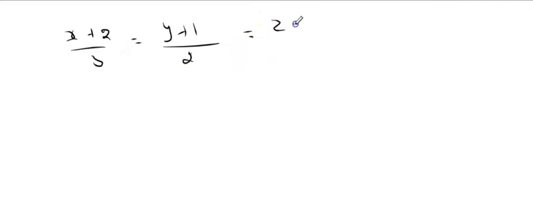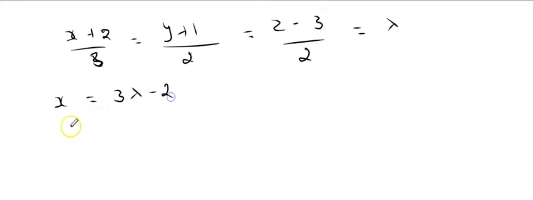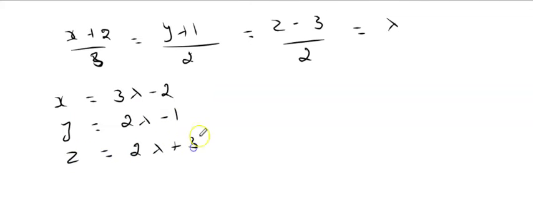So, given, let us first write the line (x plus 2)/3 is equal to (y plus 1)/2 is equal to (z minus 3)/2. Now let us assume this to be equal to lambda, some scalar value lambda. So what will be the coordinates? I can rewrite this as x is equal to 3 lambda minus 2, y is equal to 2 lambda minus 1, and z is equal to 2 lambda plus 3.